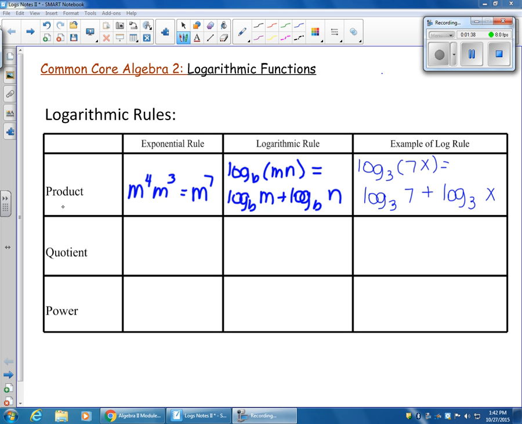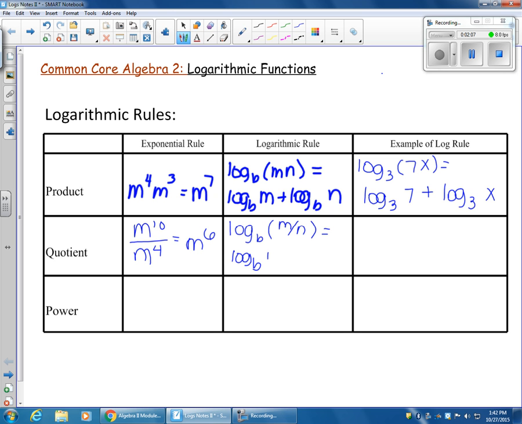So the quotient rule, same idea. Again, I'll give you time to write. If we're dividing exponents, if we have m to the 10th power divided by m to the 4th, we would subtract exponents and get m to the 6th power. So the same is true with logs. If we have log base b of m divided by n, we would have log base b of m minus log base b of n.